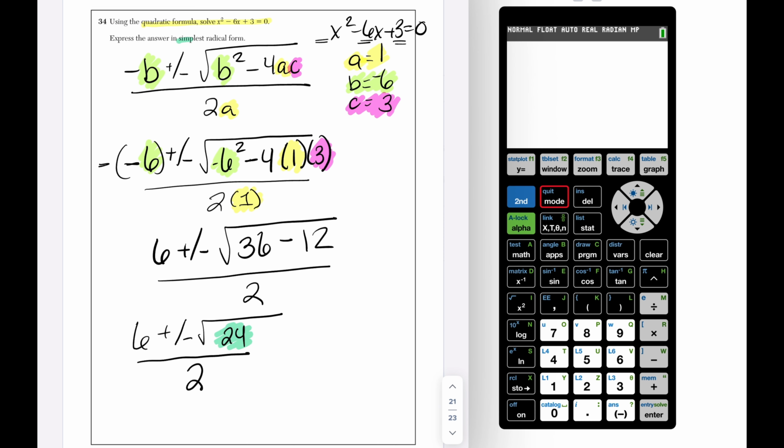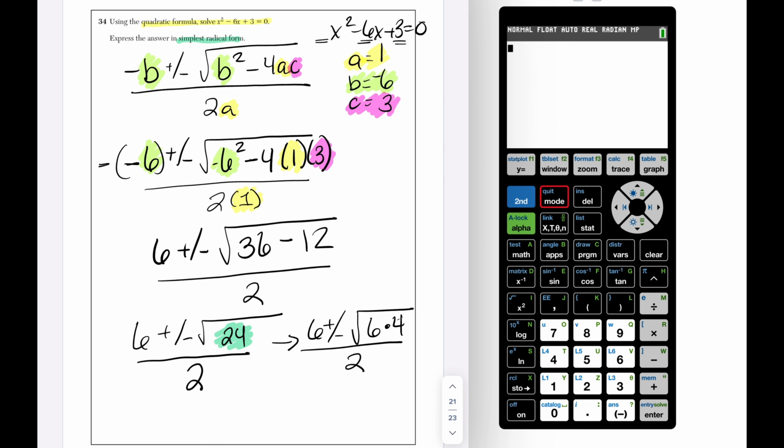I do want to work this part out in here because they do want us to put it into simplest radical form. So try and think, are there any square numbers in 24? Any square factors? Well, yeah, I can do 6 times 4. So that works. So let's move this over. So 6 plus or minus the square root of 6 times 4 over 2.